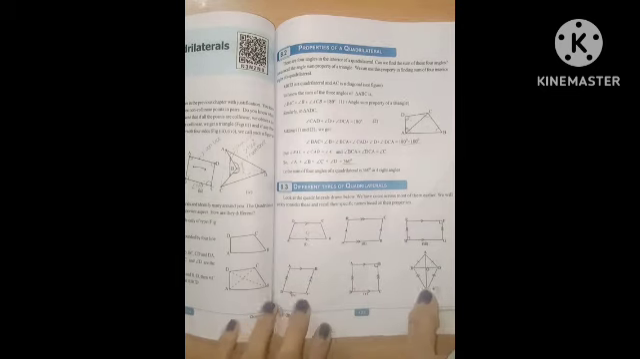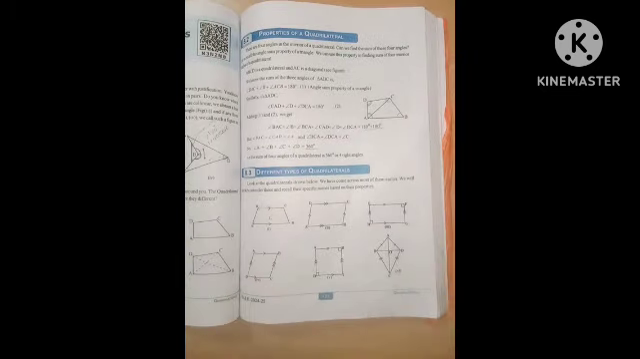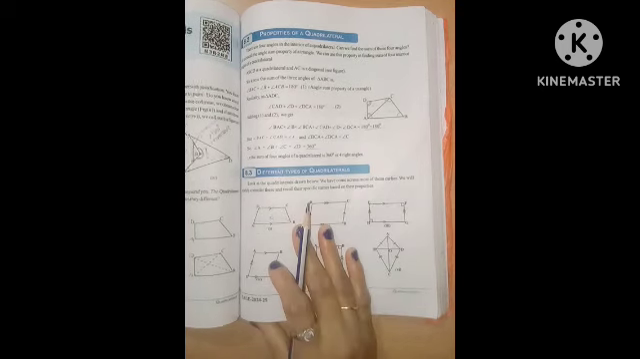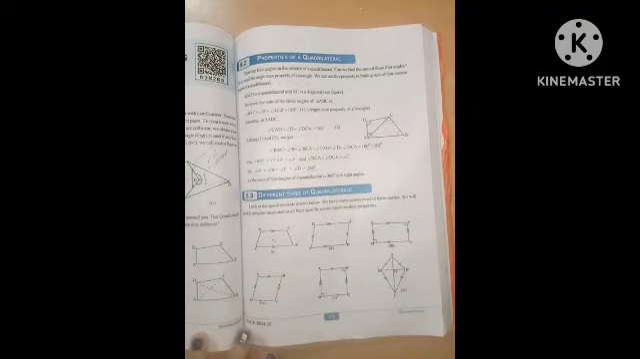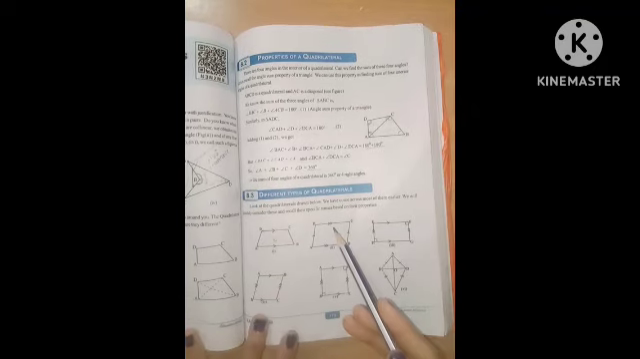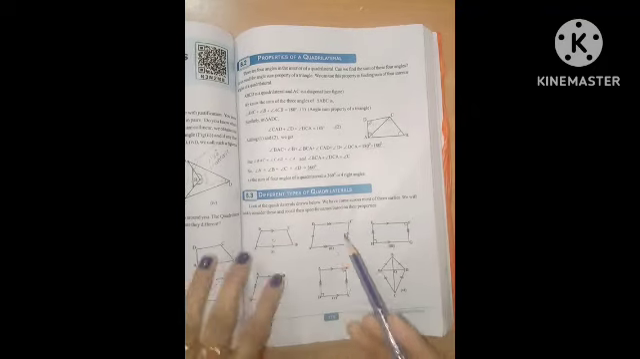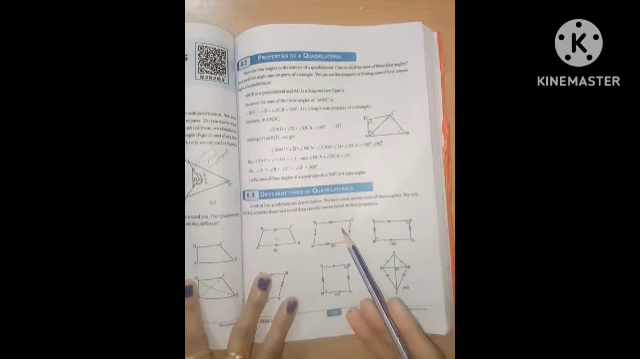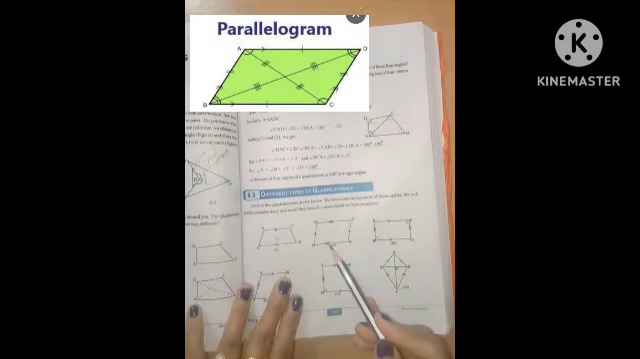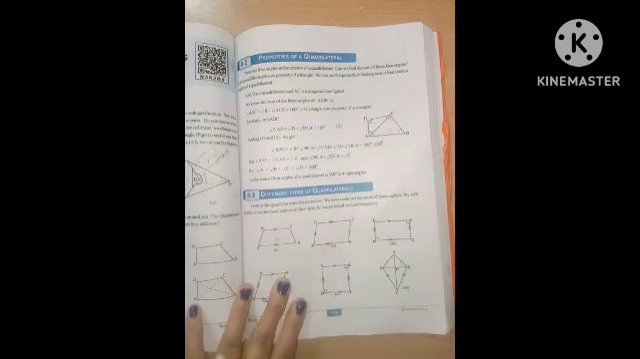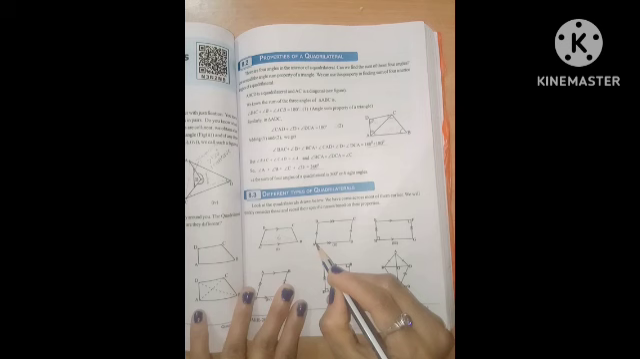Okay, are you clear? Yeah, next figure. What is the parallelogram? Tell me the answer, Gagan Sai. The quadrilateral in which two pairs of opposite sides are parallel to each other. In a quadrilateral, if two pairs of opposite sides are parallel, then the figure is called a parallelogram. Okay, are you clear? Yeah, next.